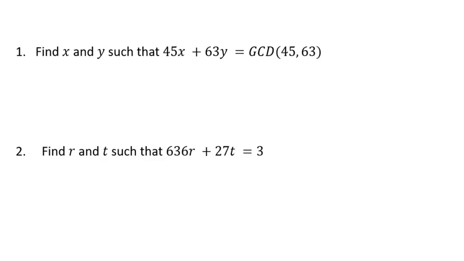So here you go. It's just going to be two examples for you. Firstly, I want you to find x and y such that 45x plus 63y is equal to the greatest common divisor of 45 and 63. And then the second one, I want you to find r and t such that 636r plus 27t equals 3. So, same type of question. All I've done is change the variables. So pause the video now, have a go at both of them.